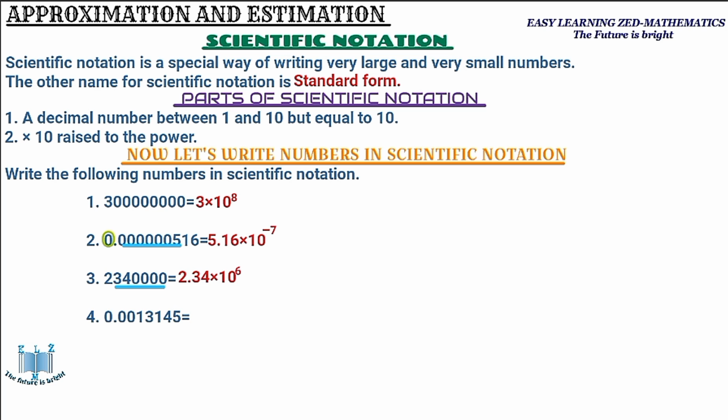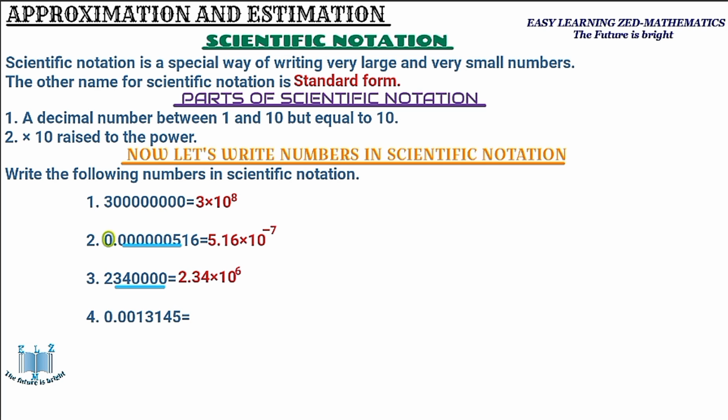So writing 2,340,000 in scientific notation will be 2.34 multiplied by 10 raised to the power 6. Okay, let's go to question 4.